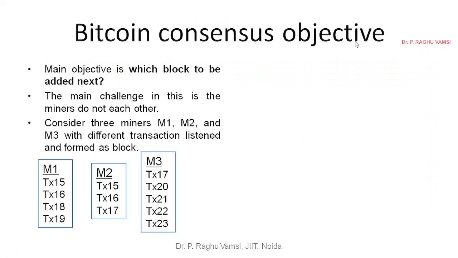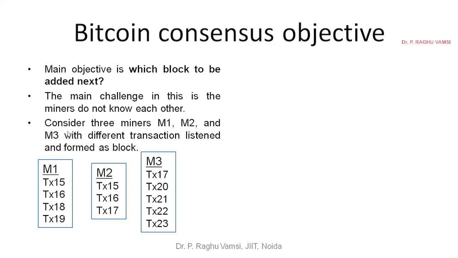So, Bitcoin consensus objectives. The main objective is which block to be added next, because one miner may get one block for mining, a second miner may get another block, and miner 3 may get another block. So the main objective in Bitcoin consensus is which block to be added next to the blockchain. The main challenge is that the miners do not know each other, because it is a public network. Miner 1 may sit in some corner and miner 2 in some other corner, like that.